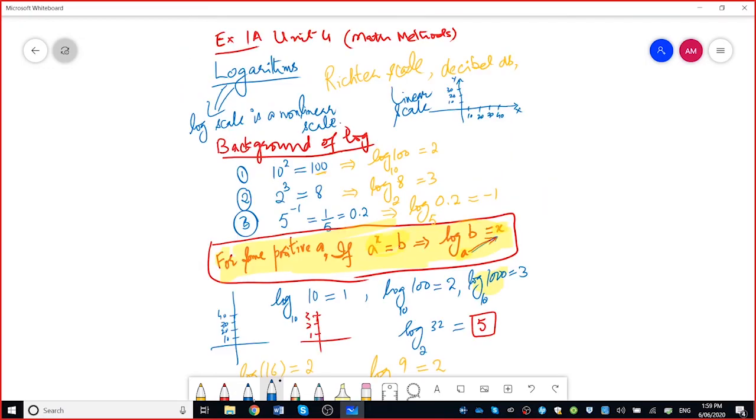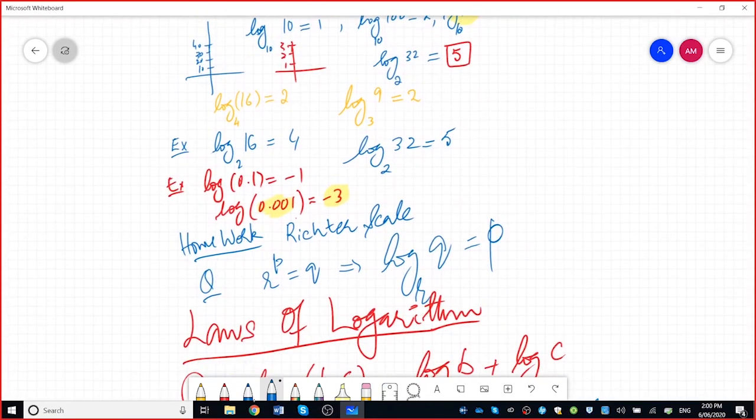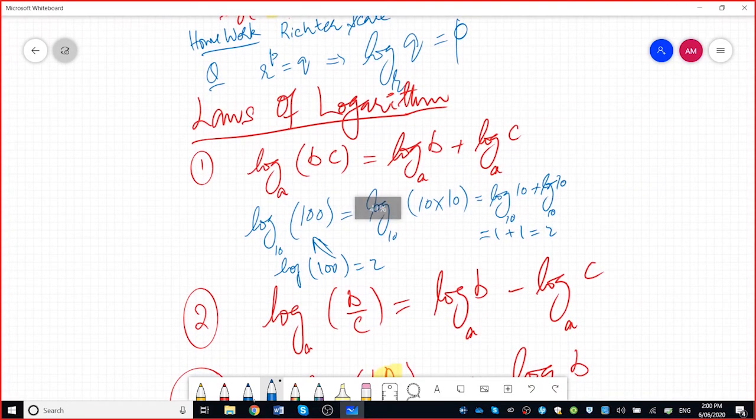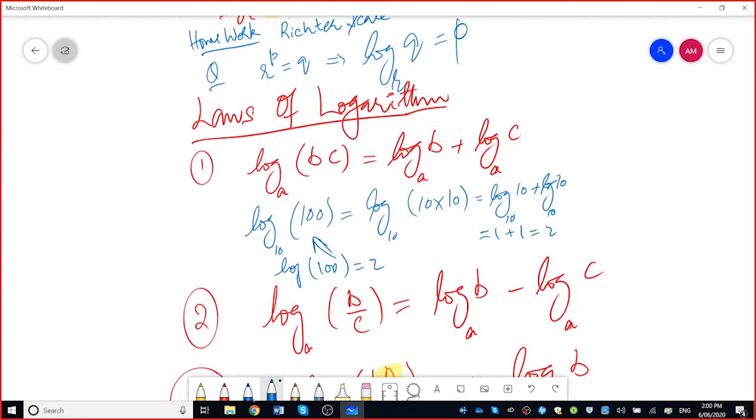Then we looked at this formula, which says log b to the base a is equal to x, means a raised to the power x is equal to b. We practiced few questions, very simple ones. Then we went to the laws of logarithm. The first law is, if two numbers are being multiplied and you are taking a logarithm, it is the same as taking their individual logarithms and adding them together.